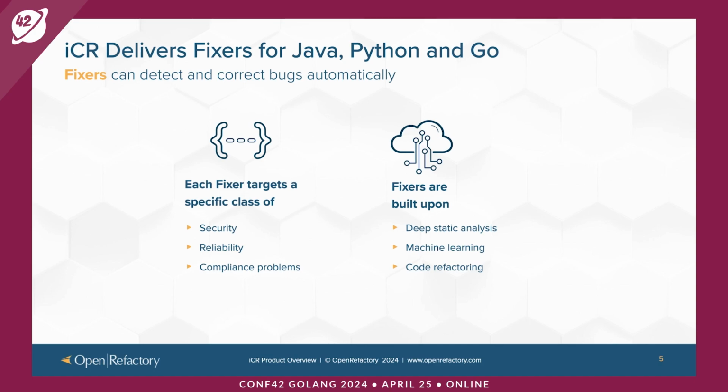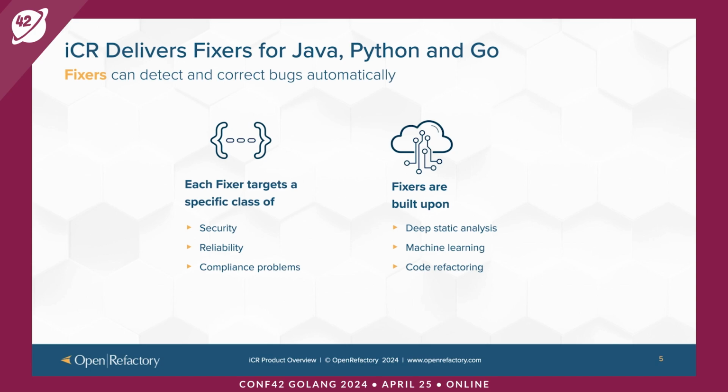ICR is available for Java, Python, and Go programmers. An instance of ICR harbors many different fixers. Consider ICR as a band of superheroes, where each fixer is a separate superhero with its own separate power. It can detect and occasionally fix a different kind of security, reliability, or compliance bug. ICR fixers are built upon 3 key technologies.